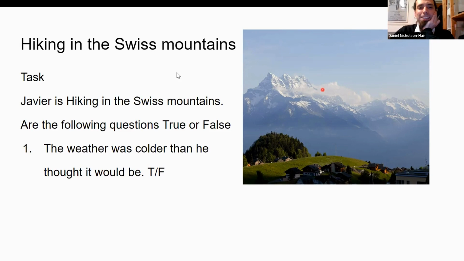Now, most people are saying true. True, true, true. Now it's true because you included more details and what Javier thought. So true. Yes. Very good.